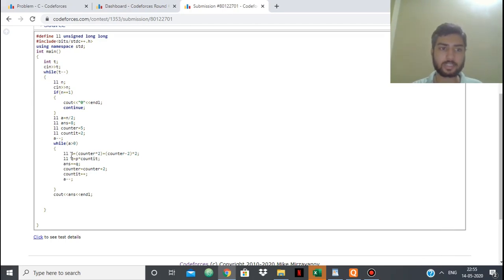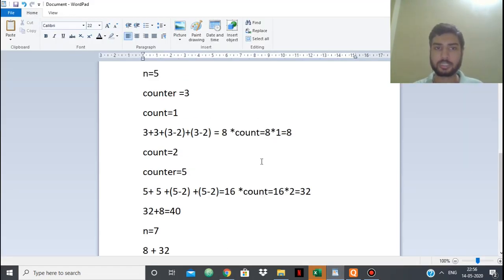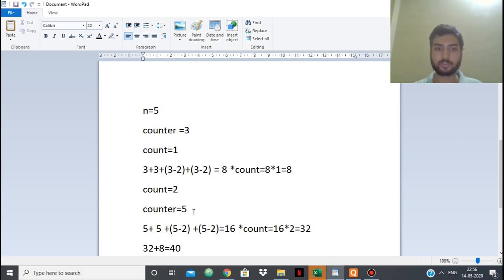So P is the total number of cells. As I said, counter into 2, because counter plus counter minus 2 plus counter minus 2, will give me the number of cells. Count will be the number of moves, and Q is equal to the number of moves into cells, the total number of moves. And that I keep on adding to my answer, and counter I keep on increasing by 2, because as you can see it keeps on increasing by 2. Counter is equal to 3, counter is equal to 5.